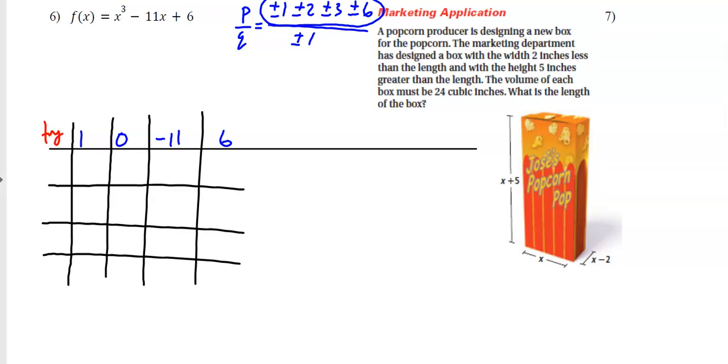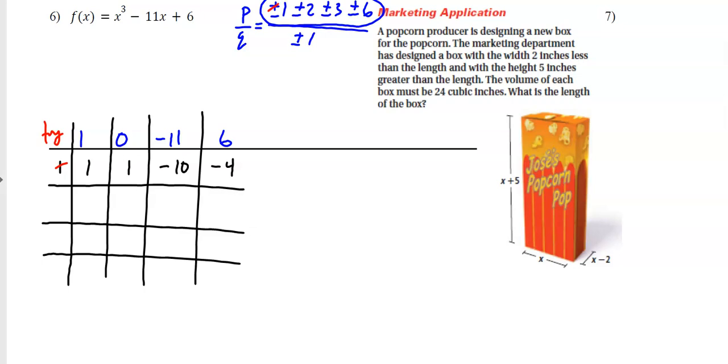And I don't know, let's try 1. It's been lucky for us before. So I try 1, bring my 1 down. 1 times 1 is 1, added to 0 is 1. 1 times 1 is 1, added to negative 11, it's negative 10. 1 times negative 10 is negative 10 added to 6, negative 4. So I know that 1 doesn't work. All right, so the positive 1 is gone.